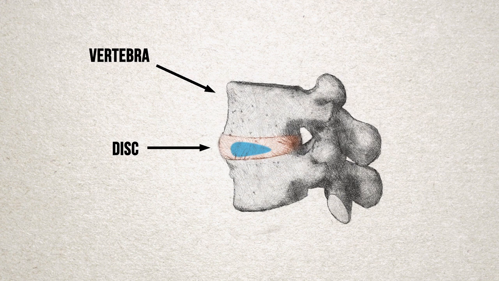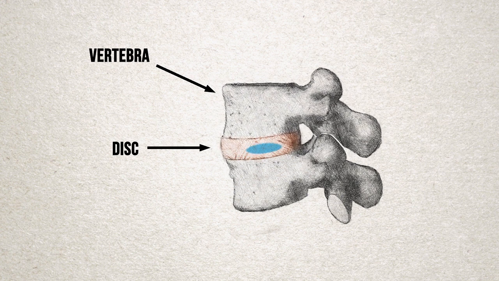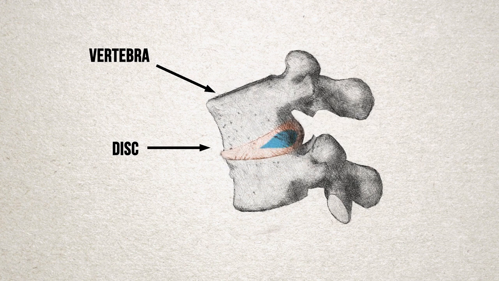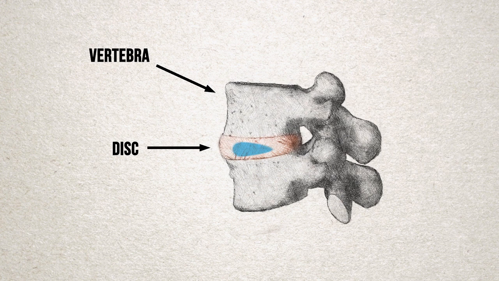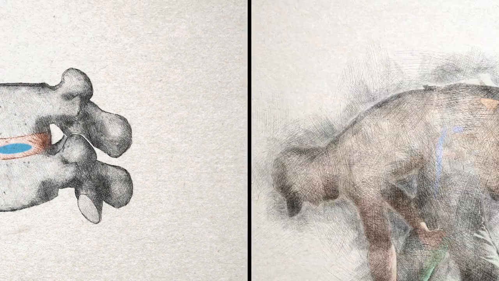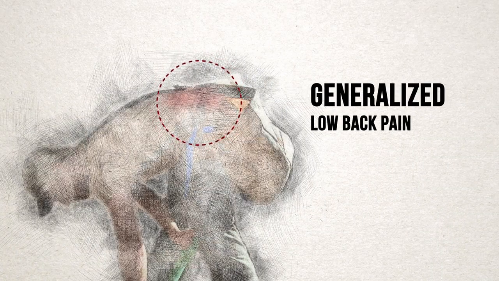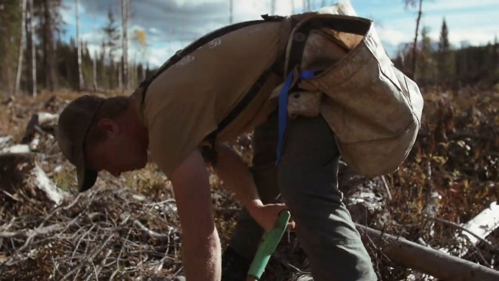You can think of it like a disc pressure bank account. When you bend or flex, you are making a withdrawal, and when you do an extension exercise, you are making a deposit. The problem with tree planting is that you are always bending.